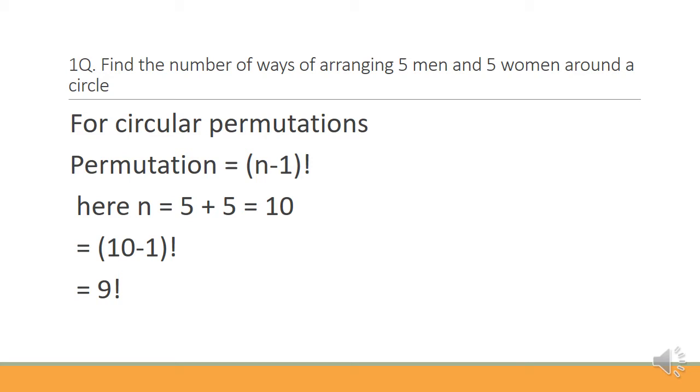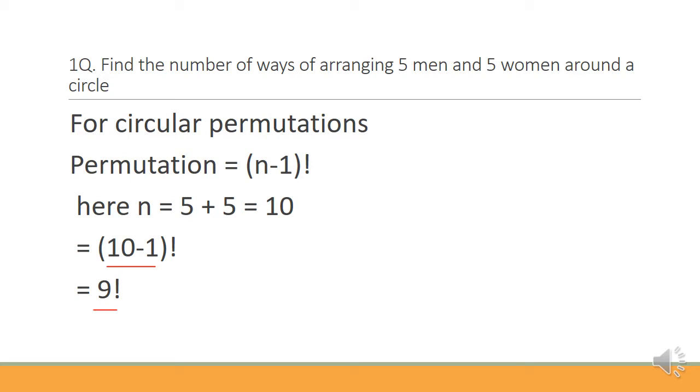So for circular permutations, we have a formula, that is n minus 1 factorial. Here n is 10 as there are 5 men and 5 women. By substituting in the formula, n minus 1 factorial, that is 10 minus 1 factorial, that is equal to 9 factorial. So in 9 factorial ways, we can arrange 5 men and 5 women around a circle.